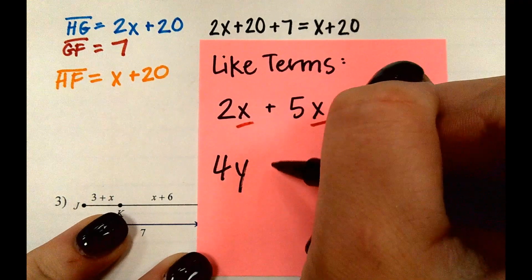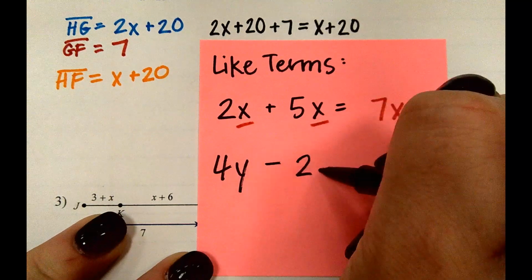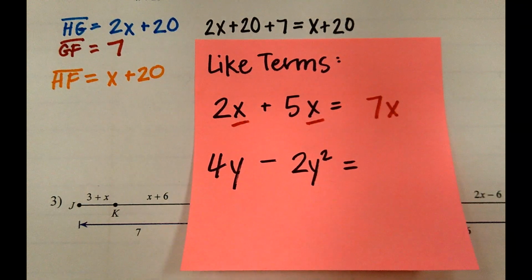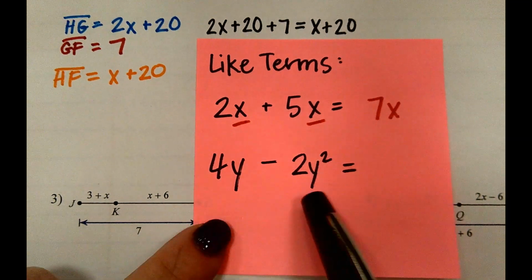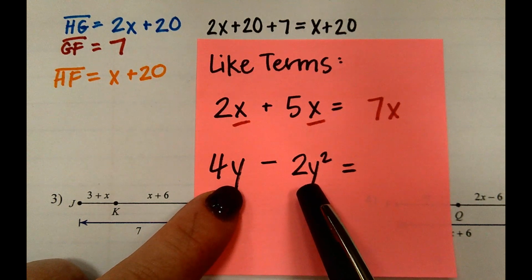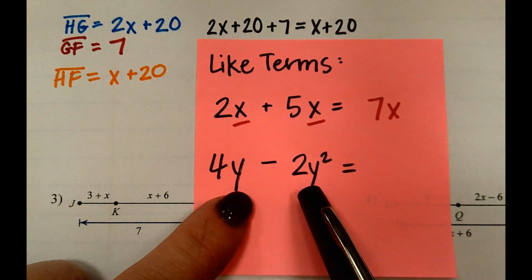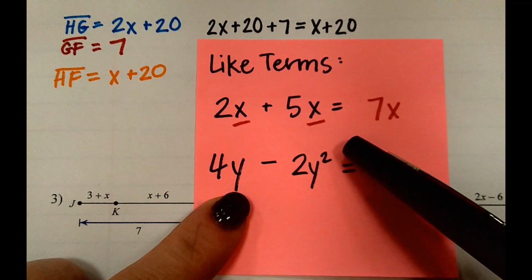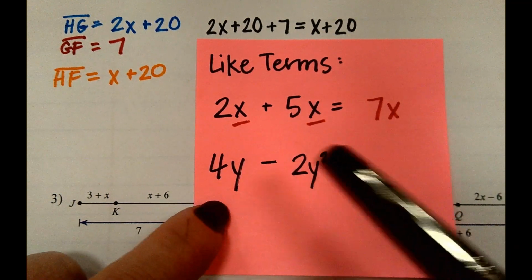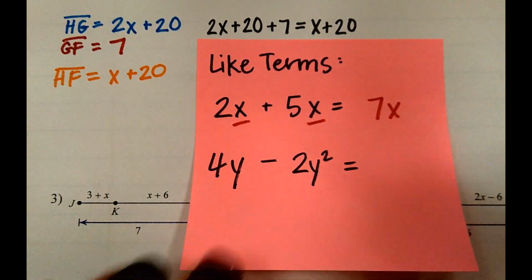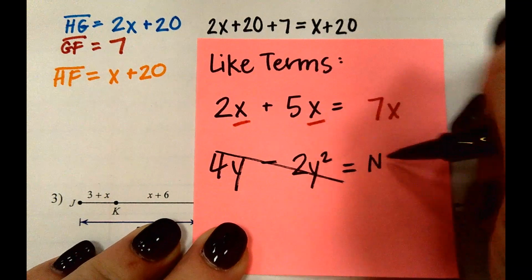4y minus 2y squared. Are these like terms? No. Why not? Because it's 2y to the second power. Yes, if there is the same variable, you almost have like terms. The reason these are not like terms is this y has an exponent on it. They have to have the exact same variable, exact same exponent. So these are not like terms.